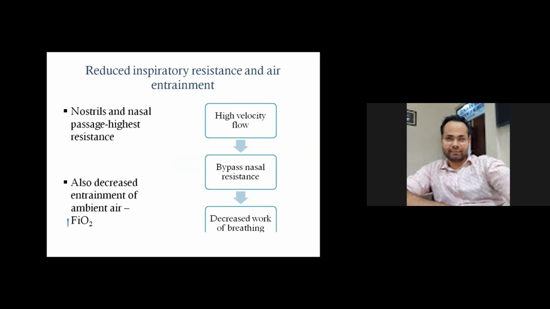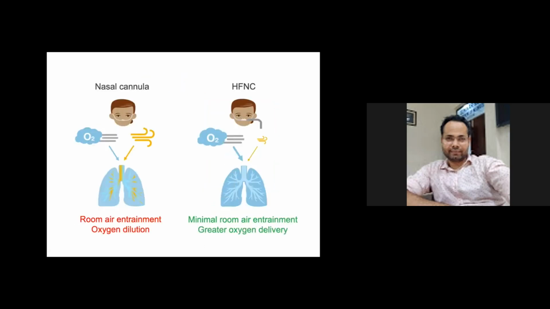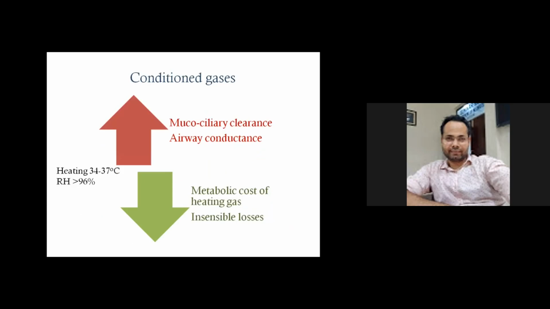It also causes reduced inspiratory resistance and air entrainment, because we know that the nasal nostrils and nasal passage provide the highest resistance. So high velocity bypasses the nasal resistance and helps in decreasing the work of breathing. It also causes decreased entrainment of the ambient air. When we use a normal low flow nasal cannula, we can see that oxygen and air both enter via the nostrils into the lungs, but with HFNC, there is less entrainment of room air and more oxygen delivery. And with the use of conditioned gases, there is better mucociliary clearance.